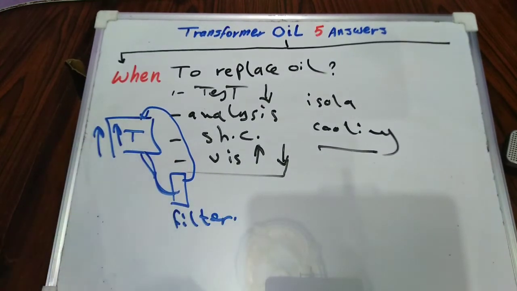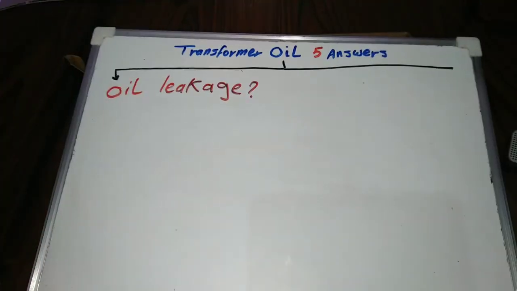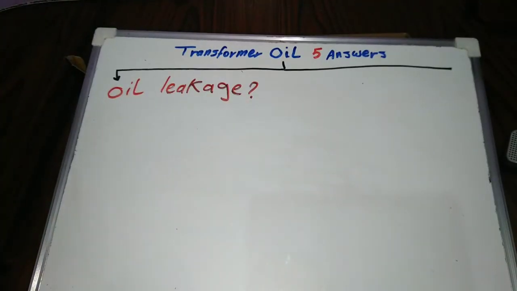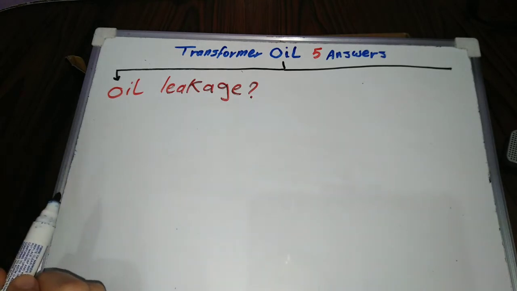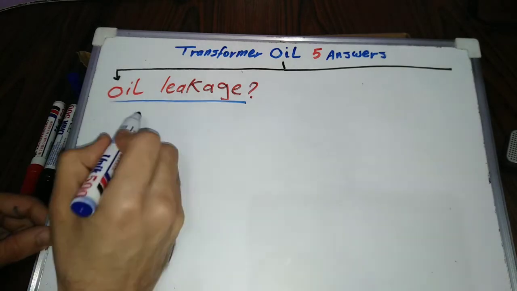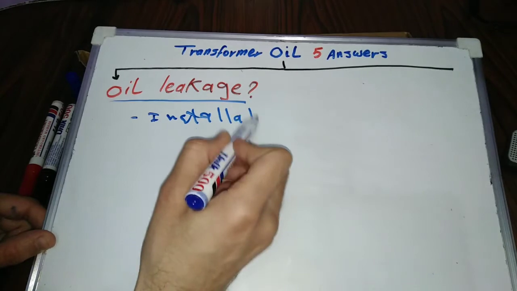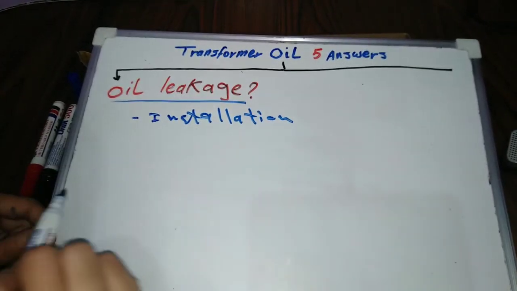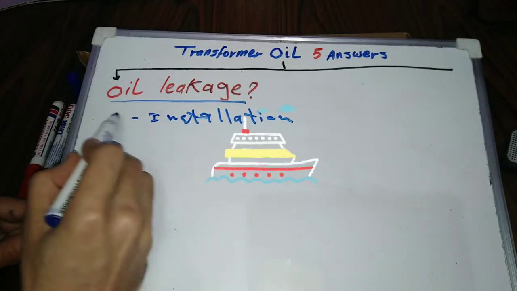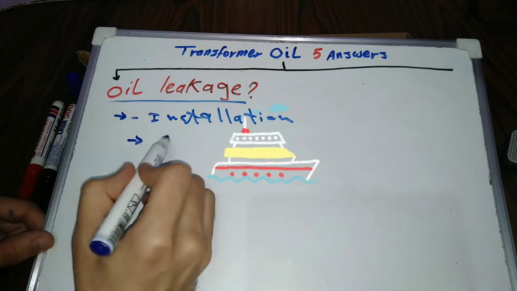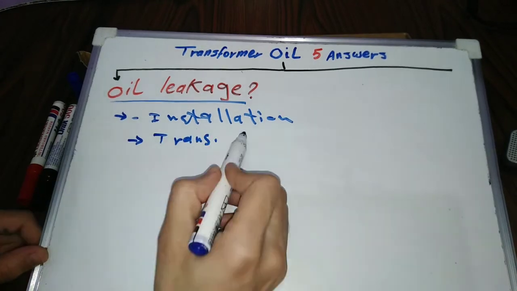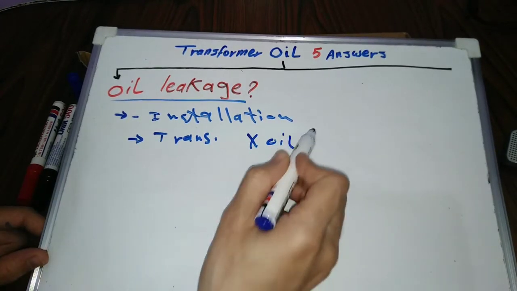Question number 3. What are the transformer oil leaks reasons? When you find the transformer body oily, you should inspect it for any oil leakage. Some oil leakage reasons are transformer installation. In many cases, the oil on the body of the transformer is not a leakage, it's only a spillage during the installation process. Transportation. This is another reason of leakage. So, it's recommended not to transport transformers filled with oil.